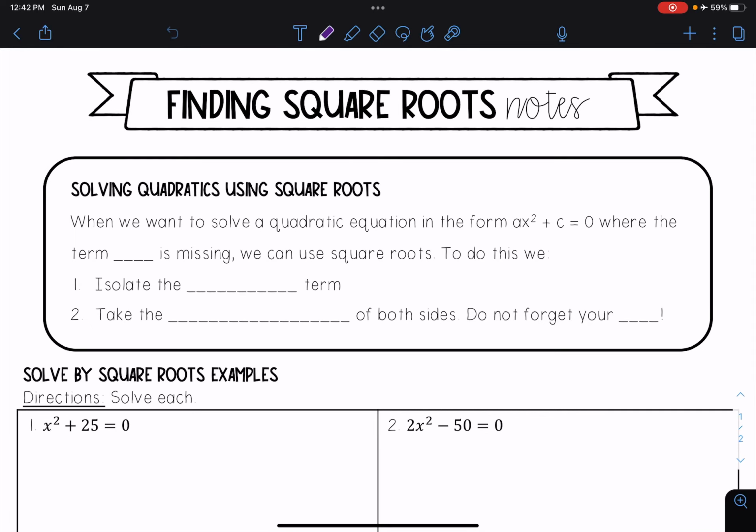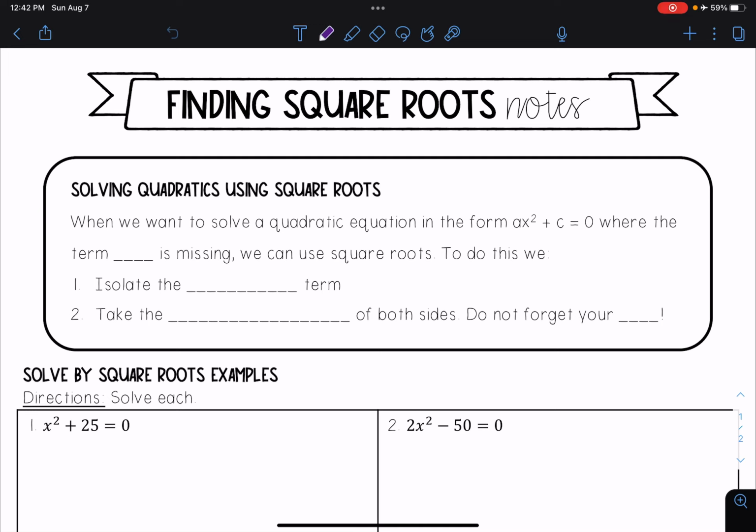Hello everyone, today we're going to be learning about finding square roots. So we've already talked about solving quadratics by graphing, and we talked about solving quadratics by factoring. However, sometimes that is not always going to be doable, since not every equation can be factored. So one different method that we have for solving quadratics is using square roots.